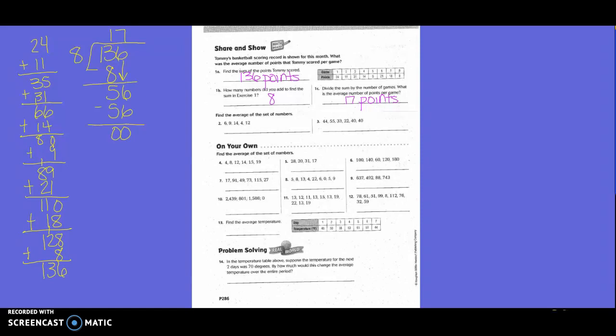6 plus 9 is 15. 15 plus 14 is 29. Plus 4 is 33. 33 plus 12 is 45. So then we're going to take 45 divided by 5 equals 9.